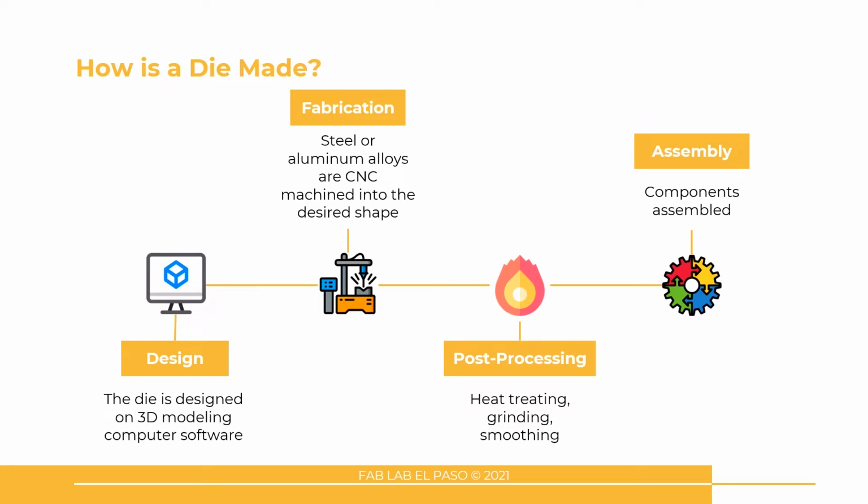After the components are completed, they are sent to post-processing, where they are heat-treated to add strength to the material, and the components also go through grinding and smoothing to create a smooth surface finish. Finally, all the die components are assembled with great precision to guarantee a high-quality, long-lasting die.